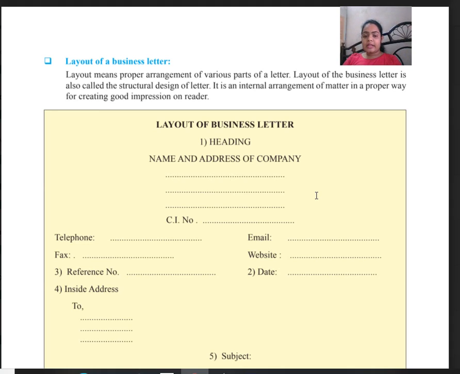Layout of the business letter. First will come the heading, meaning the name of the company. Then next will come the name and address of the company, in which area it is located, and its pin code. Then next is the client identification number, then telephone number, fax number. Then we'll write the email address of the company, the website of the company, and the reference number, as in to whom it is written and through what reference we are writing this letter. Then next will come the date of the letter.